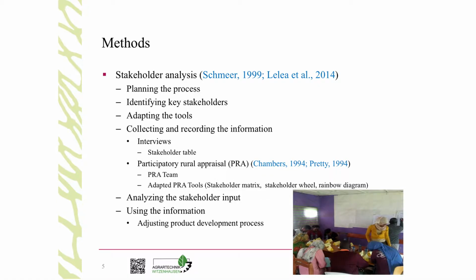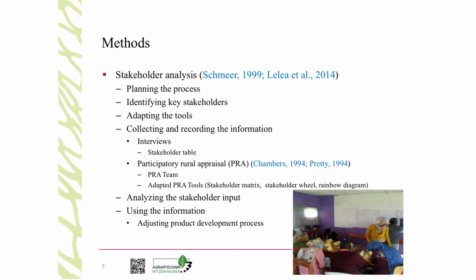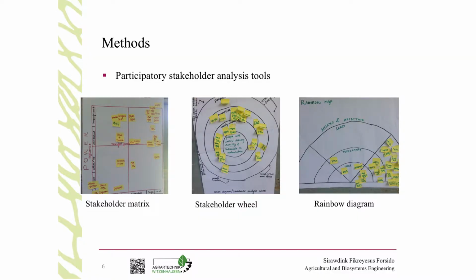Afterwards, after collection of the data, we analyze the stakeholder input. In this case, analysis means seeing the information that we gathered and making conclusions about different available stakeholders. And finally, the most important part is using the input that we got from the stakeholders in our product development project. So these are the tools: stakeholder matrix, stakeholder wheel, and rainbow diagram. Generally, these tools are helpful in showing the commitment and the importance of any stakeholder that you are dealing with.